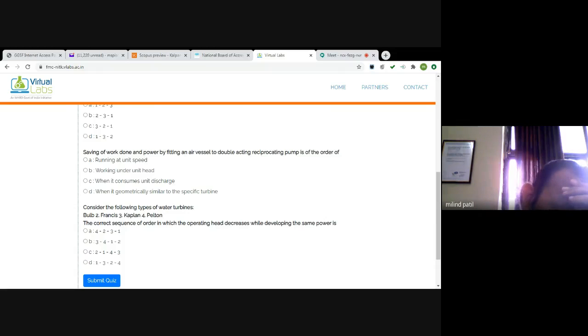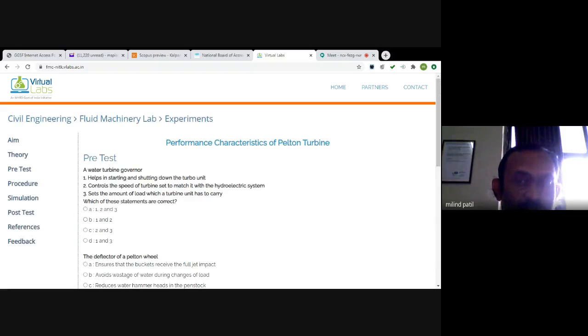As we started the practical with a single sentence, the Pelton turbine is a high head turbine. So first must be Pelton. Thereafter, Francis is a medium head turbine. Then another turbine is the bulb turbine. And then the Kaplan turbine, which works under a very low head. So in decreasing order, the correct answer is 4, 2, 3, 1. That's the simple questionnaire that we should know before performing this test or practice.